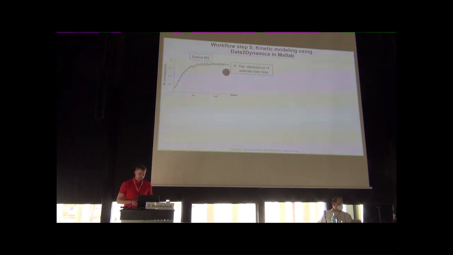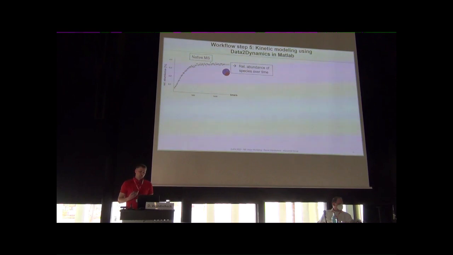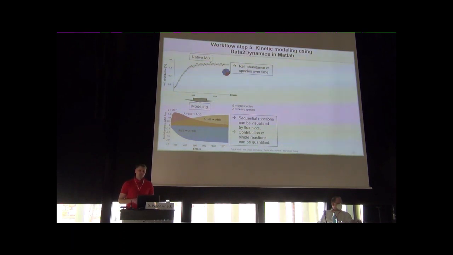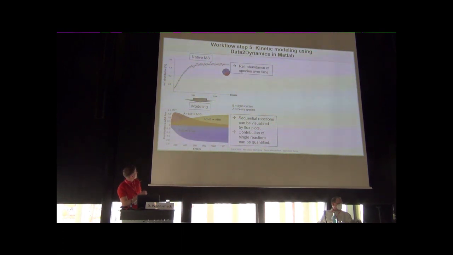I now would like to focus on the behavior of the light homo trimer, which incorporated one heavy variant, where in the native MS data, we can only deduce the relative abundance of this species over time. But if we now use the model, we can generate so-called flux plots. In this flux plot, we have the contribution to the ABB flux of each reaction on the y-axis, and the net flux as a dotted line.